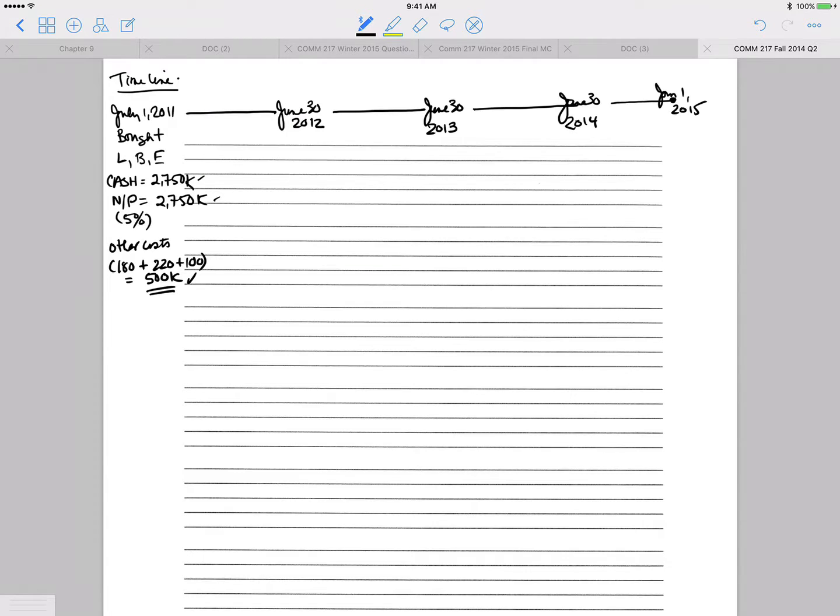Okay, so let's just go back to the beginning again. So we acquired everything July 1st, 2011. Nothing happened. So at the end of the first year, we have to compute depreciation. And another year goes by. We have to compute depreciation.